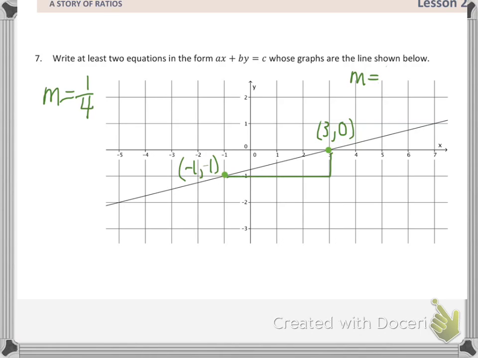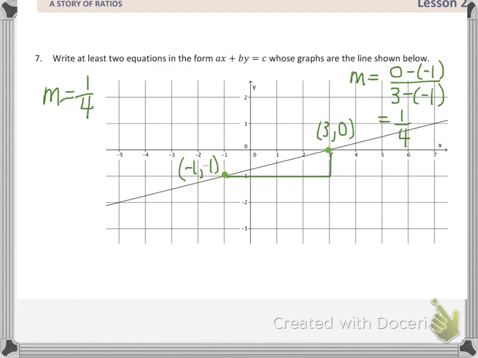Okay, so the slope is the difference in the y, which is 0 minus -1, over the difference in the x, which is 3 minus -1. So my slope here, 0 minus -1 is the same thing as 0 plus 1. So this is 1 over 3 plus +1, which is 4. So our slope is 1/4, as we can see from the graph.